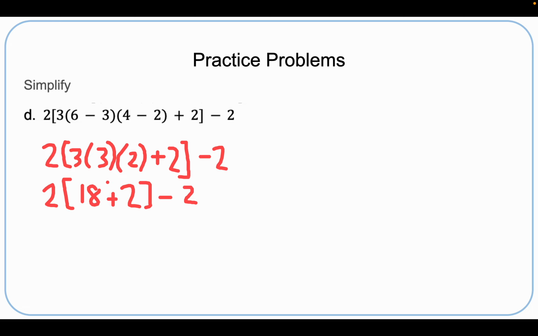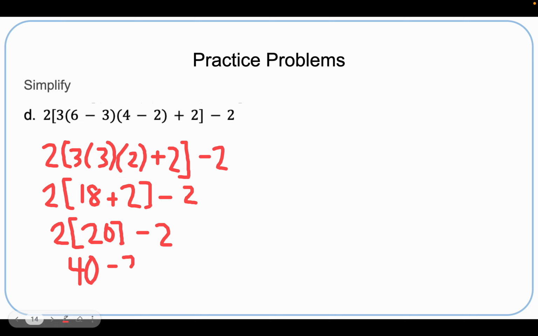Okay, then we're adding inside of our brackets. So now we have 2 times 20 minus 2. Now we'll do multiplication here. 2 times 20 is 40 minus 2. So our final answer is 38.